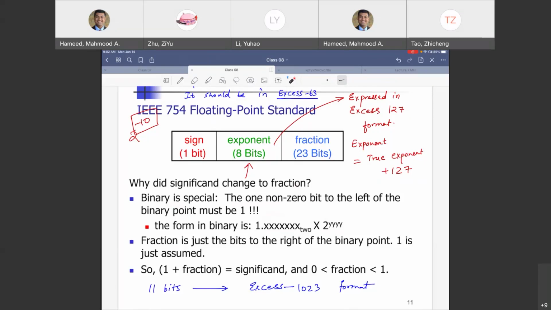All right, let's see. Fraction. Okay, so 1 plus fraction is your significand, while your fraction is between 0 and 1. Right? We are going to have 1 point, whatever number. That number is going to be between 0 and 1. 0.5 is between 0 and 1.